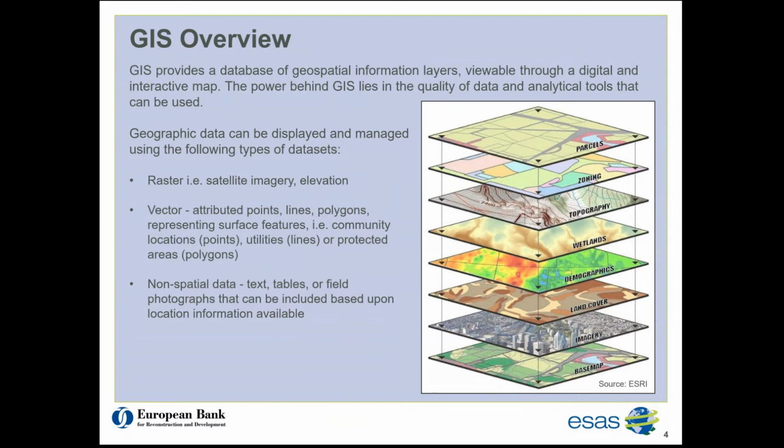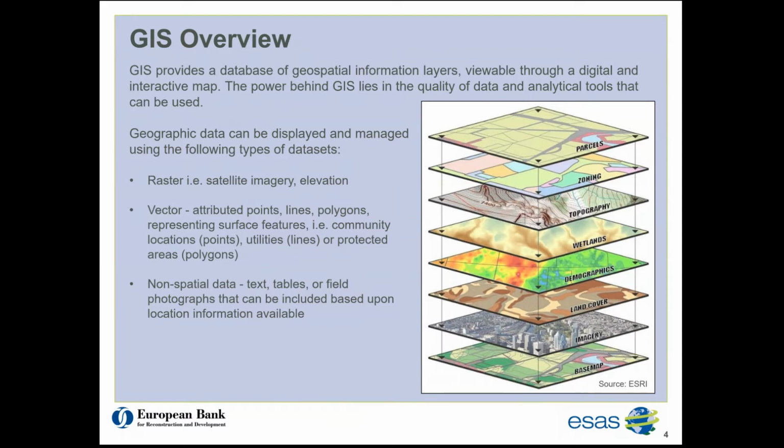As illustrated here, the different elements of a GIS map are spatially referenced to each other, and this may include layers such as base maps, imagery, elevation, land cover, population, and parcels or zones that represent different surface features.